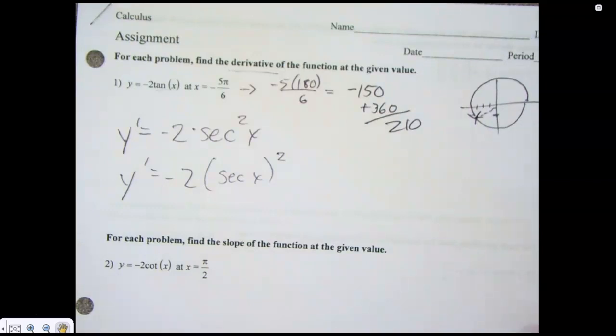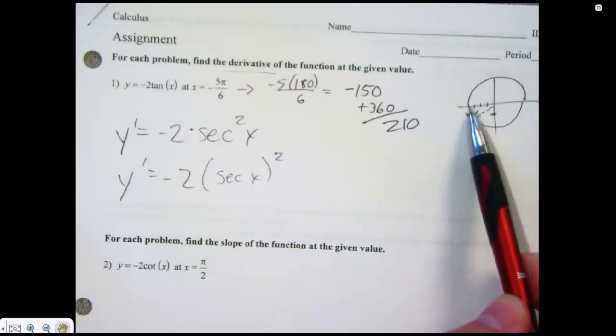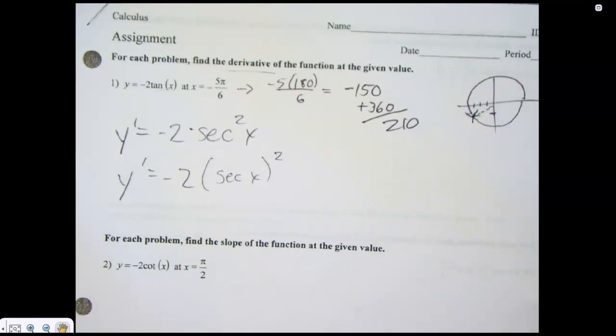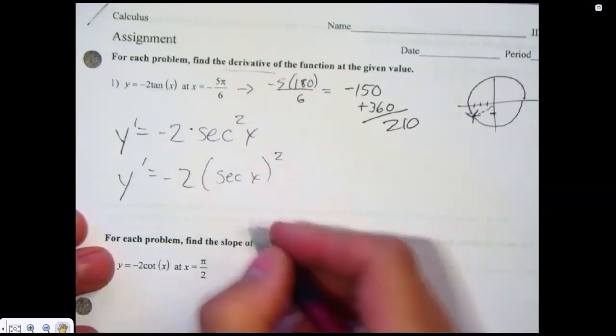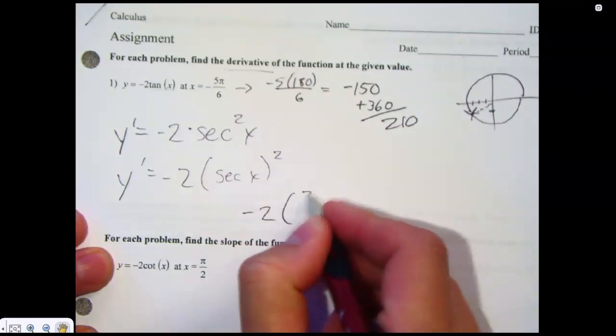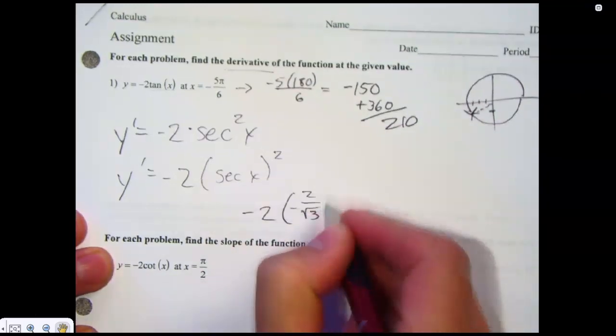So now the trig part's the hard part. Secant is which flipped over? Secant is the flipped over version of cosine. Cosine's x value or y value? X. So if I'm 3 tick marks to the left, the cosine's negative square root of 3 over 2, right? But I want to flip it. So 2 over the square root of 3.